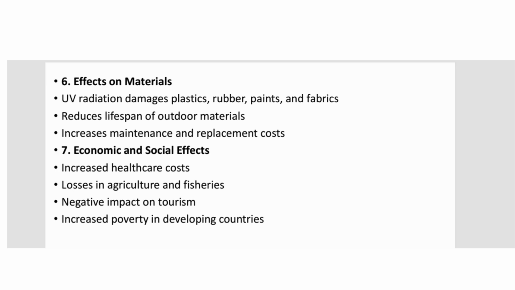They also have effects on materials, as UV radiation damages plastic, rubber, paints and fabrics. They reduce the lifespan of outdoor materials and increase maintenance and replacement cost. There are also economic and social effects, like increased healthcare cost, losses in agriculture and fisheries, negative impact on tourism and increased poverty in developing countries.